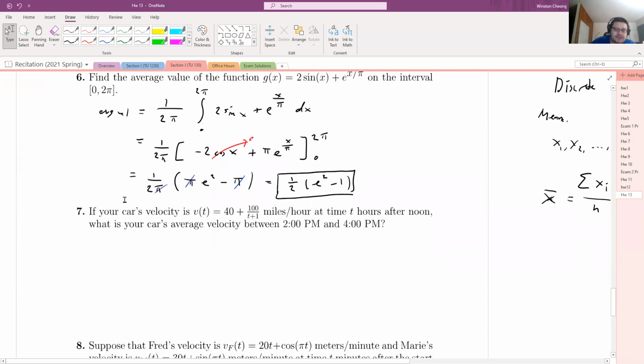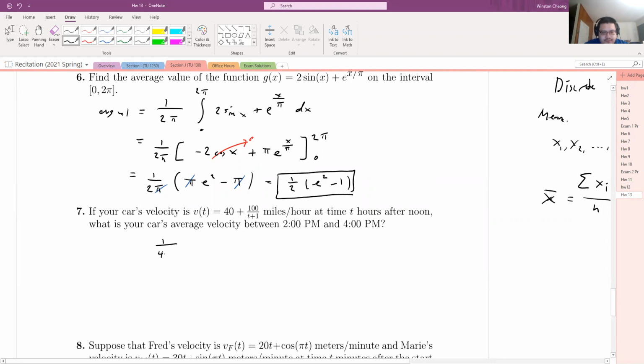Yeah. So 7 is pretty much just a dressed up version of 6. So it's asking for average, the average value. It's an average value kind of problem again. It's just instead things are using like velocities and such. All right. So 2 p.m. and 4 p.m. those are the values that define the interval we integrate over.